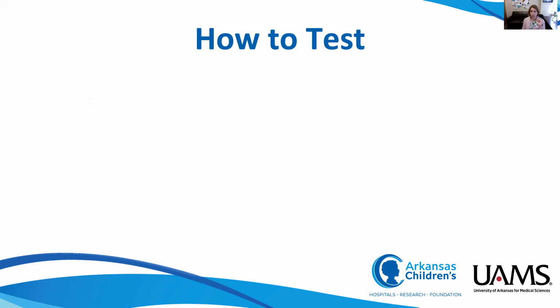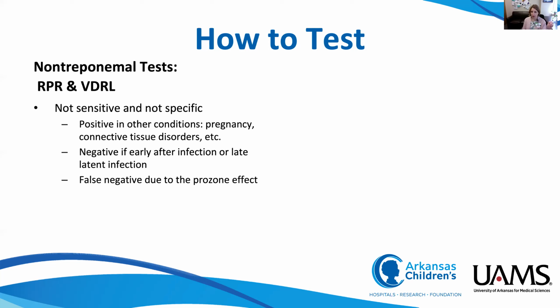So how do you test? Well, there's the non-treponemal test. And if you were my generation or before, you were very familiar. This was your initial test for syphilis. So you have an RPR, the rapid plasma reagent, or the venereal disease research laboratory test, the VDRL. These are not sensitive and not specific for syphilis at all. They can be positive in other conditions. So that's why they call it a non-treponemal test. Being pregnant can just make you positive, or having a connective tissue disorder can make you positive.